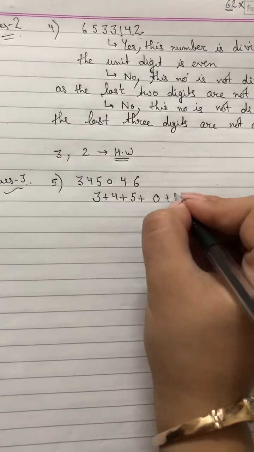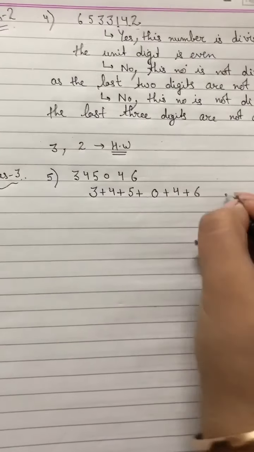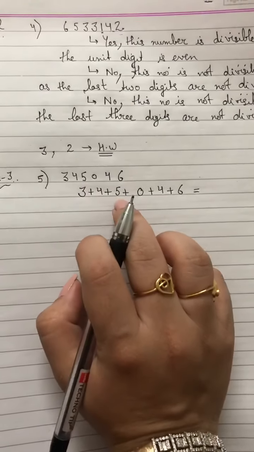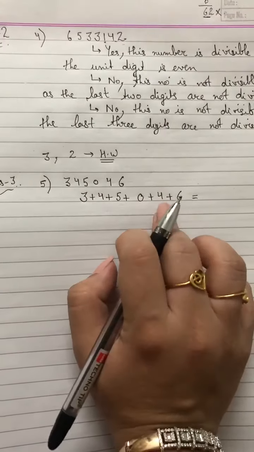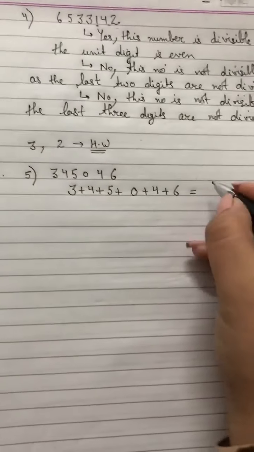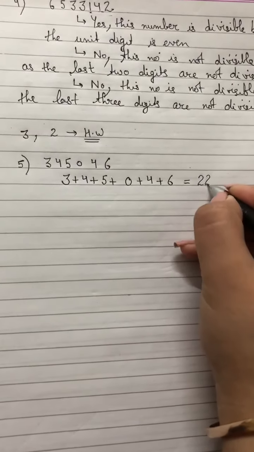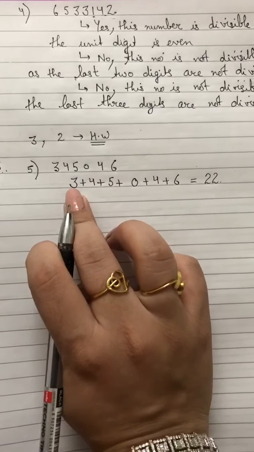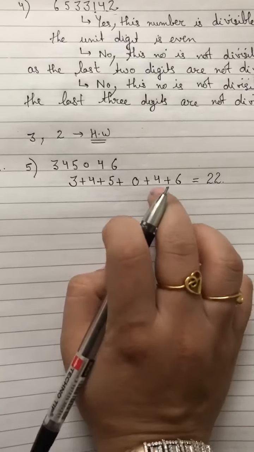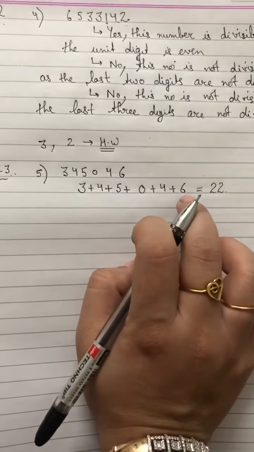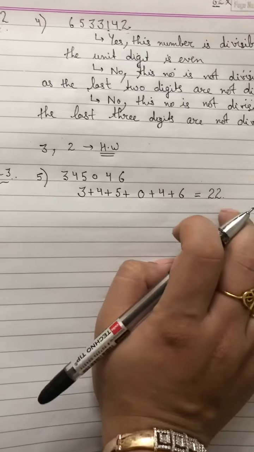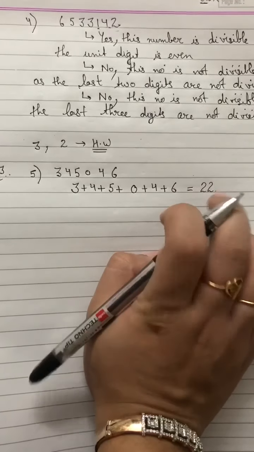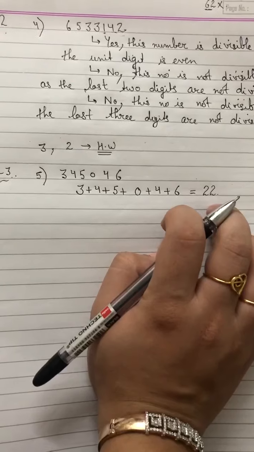We will add all the digits. Add them. 4 plus 3 is 7, 12, 16, 22. Again, check it. 4 plus 3 is 7, 12 and 16 and 22. So you can see that 22 is not divisible by 3 as well as it is not divisible by 9.